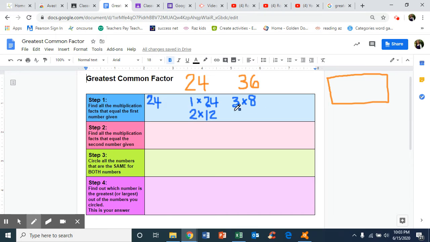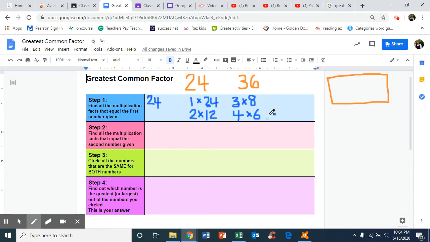The next number would be a 4. And there is something: 4 times 6 equals 24. Then we would move on to the number 5. And this is where we do not have something, you can't do 5 times anything to get 24, because 5 times 4 is 20, 5 times 5 is 25. So there is nothing here.